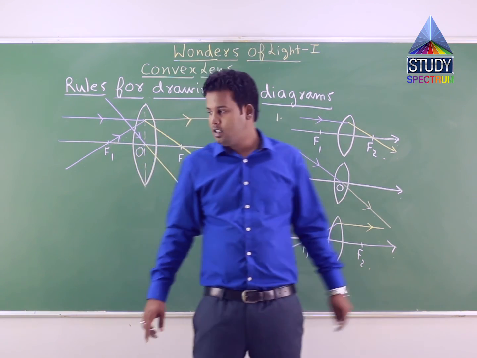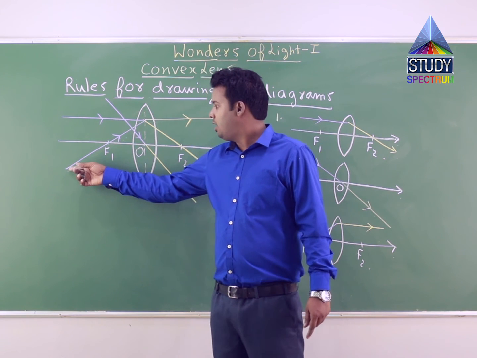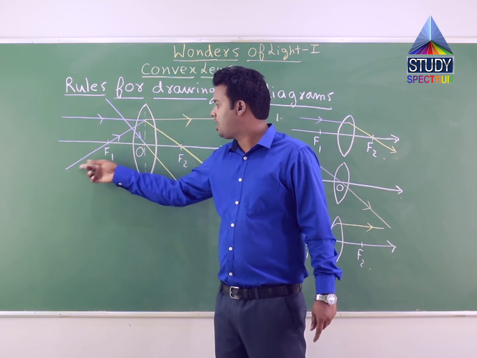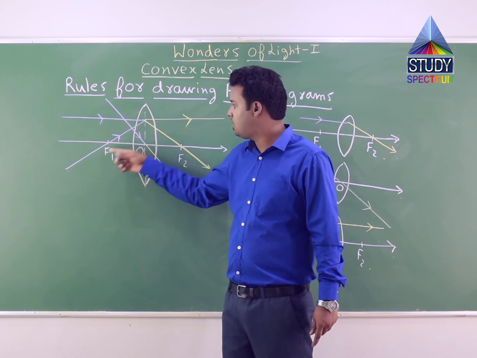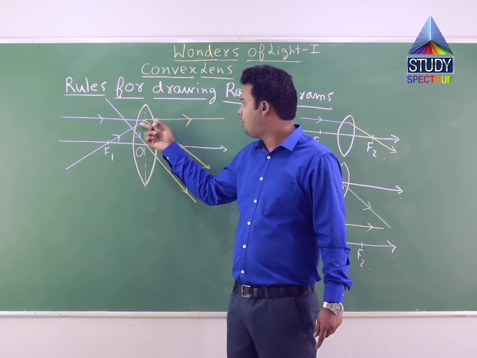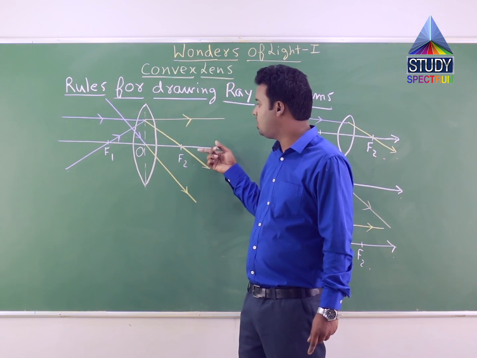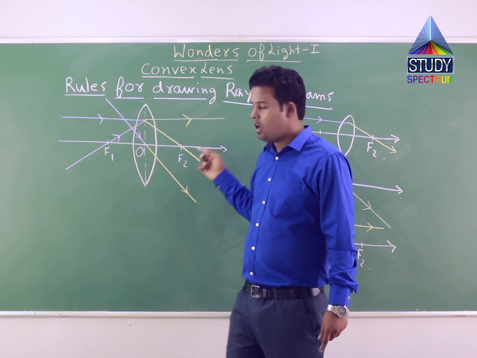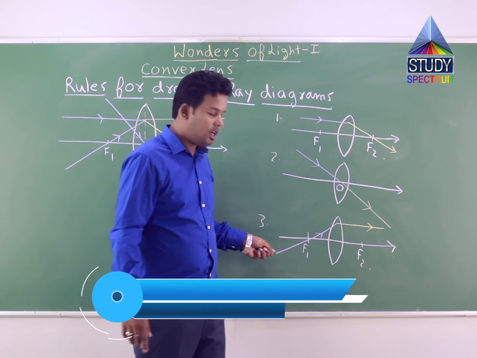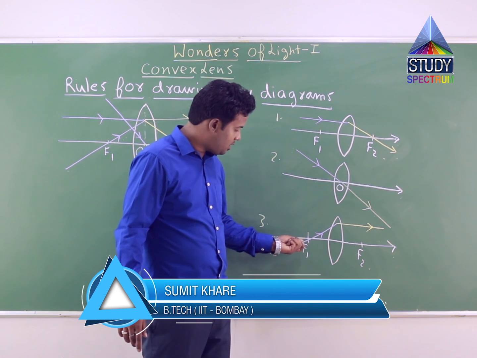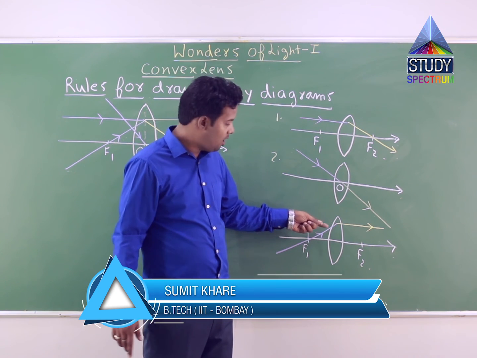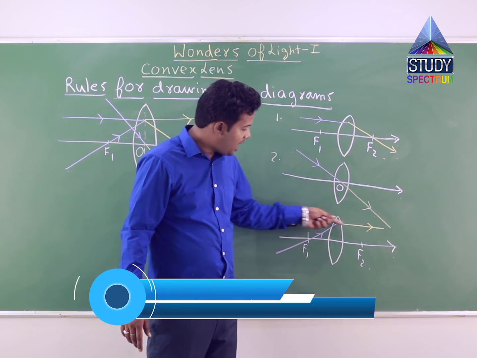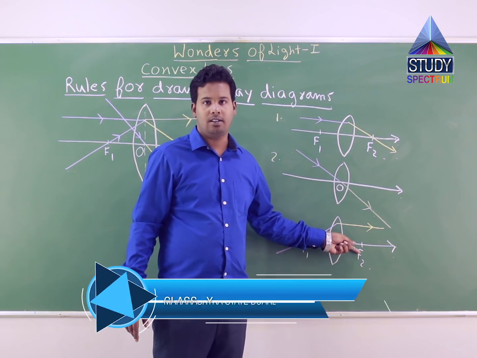Now rule number 3 says, if the incident light, if you see this line, blue line, incident ray, is going to pass through focus point F1. If this incident ray is passing through focus point F1, then after refraction it will be parallel to this white line. Correct? I have drawn here also independently. If this blue line is passing through focus point F1, then this yellow line, which is the refracted line, after refraction, this line will be parallel to principal axis.